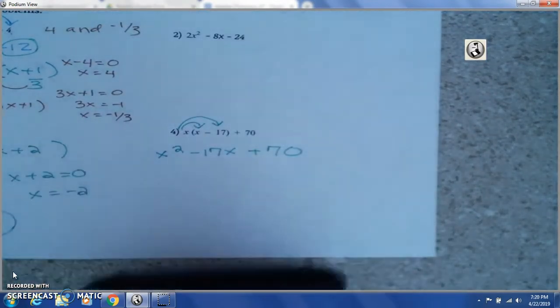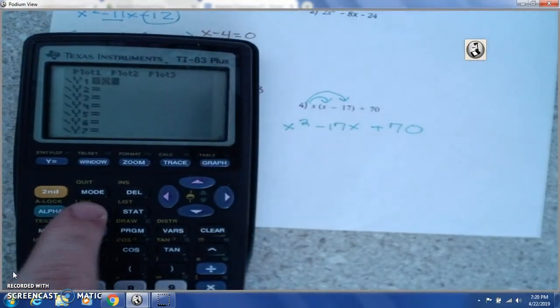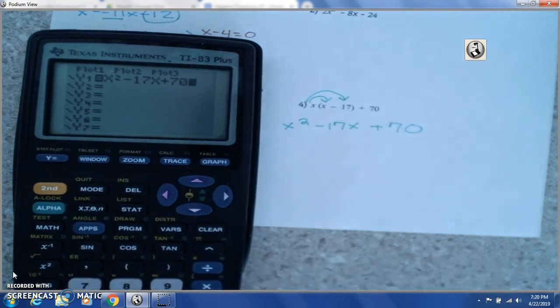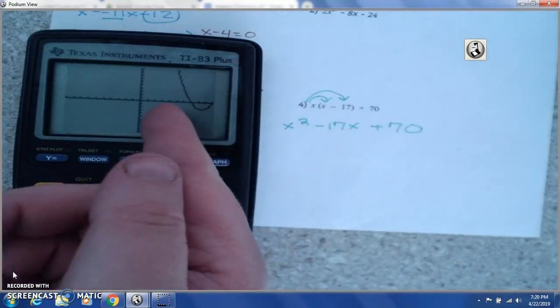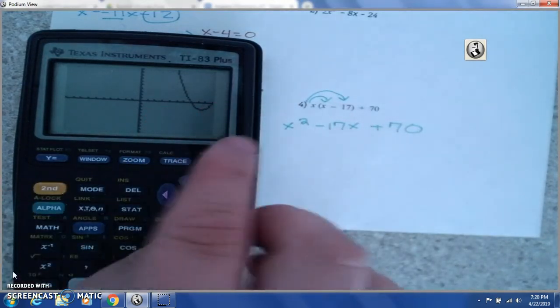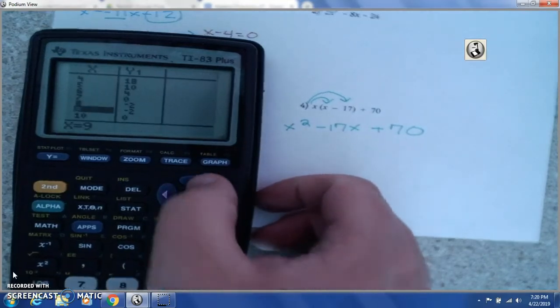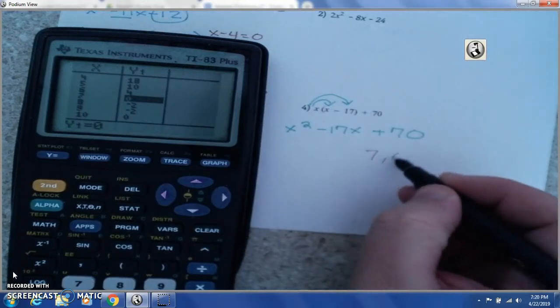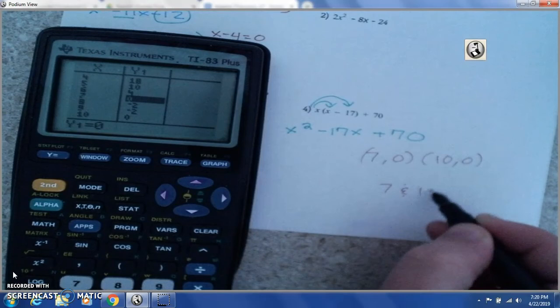And again, I could factor that out, or I could just, due to time, look at a graphing calculator. X squared minus 17x plus 70. Okay? I'm going to graph it. It's probably going to be over here. Yep. Okay, I could count them out. It's probably 7 and 10. But second table, I'm going to hunt them down. So 7, 0 and 10, 0. So 7 and 10 in this situation.